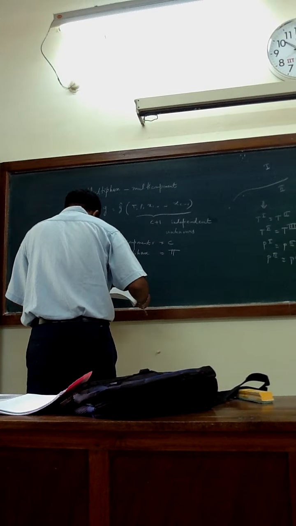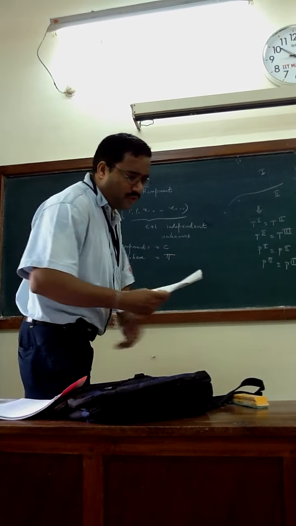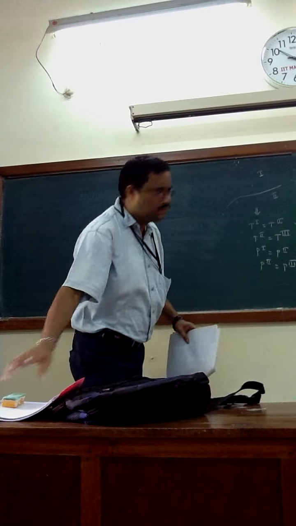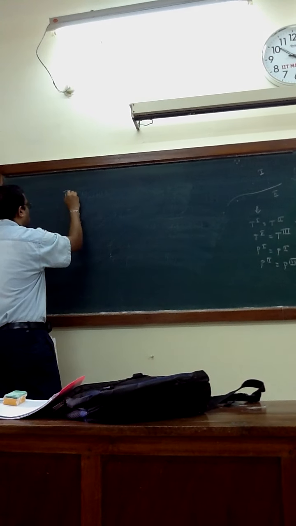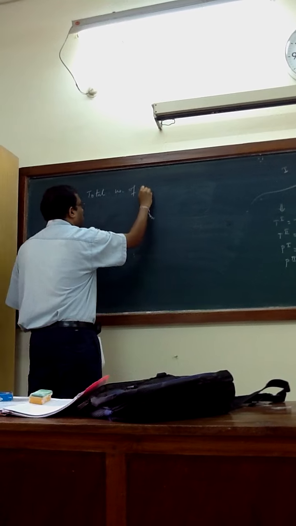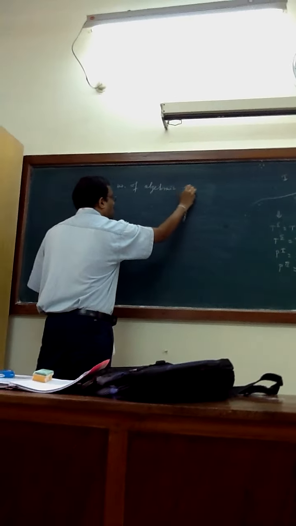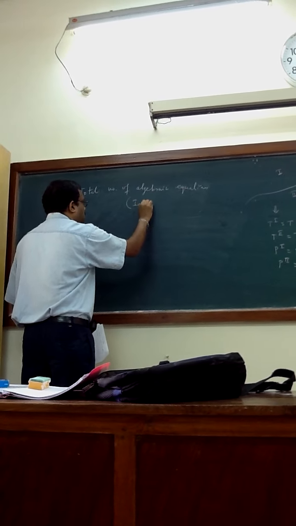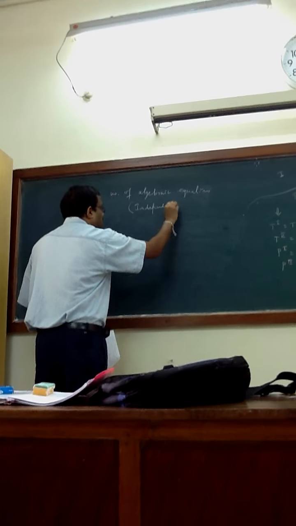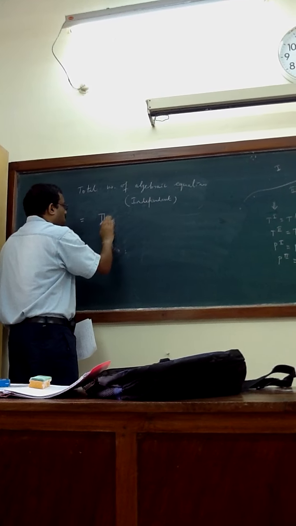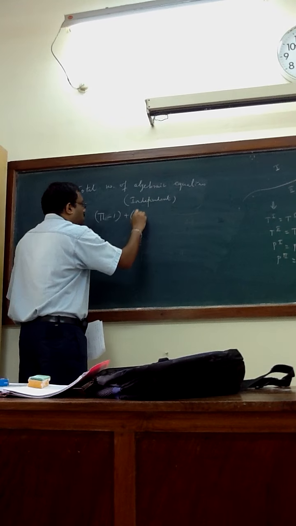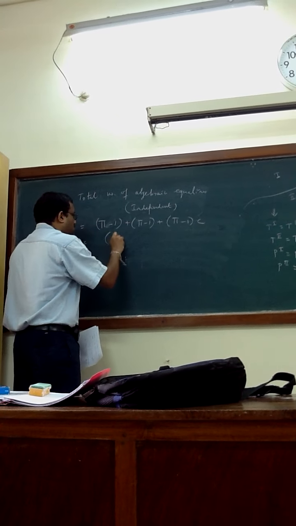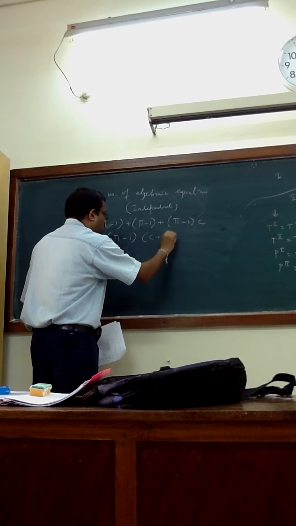What do we have? Total number of algebraic equations, independent. We can write independent here. (π minus 1) plus (π minus 1) plus (π minus 1) into C. So how much is it? (π minus 1) into C plus 2.